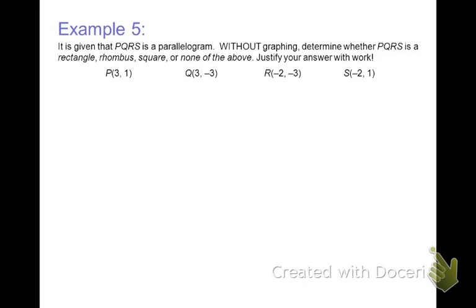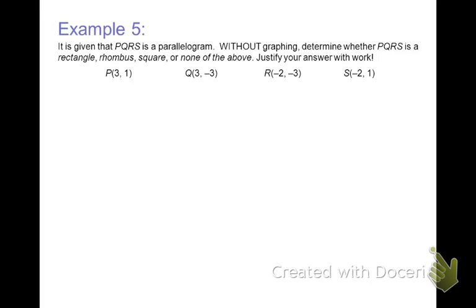All right, so for this problem, I'm telling you it's a parallelogram. So this time I'm not making you go through the work to show me it's a parallelogram first. I am just saying, here is a parallelogram, which is what you would have shown to me last section. But this time, assume you know it's a parallelogram. Without graphing, determine whether PQRS is a rectangle, a rhombus, a square, or just a regular old parallelogram. And you need to justify your answer with work.